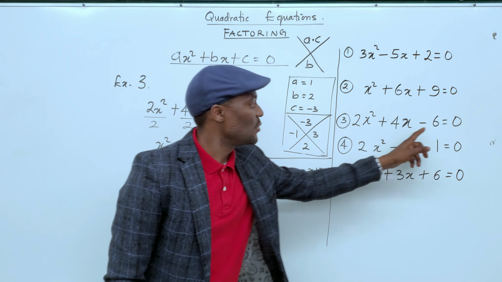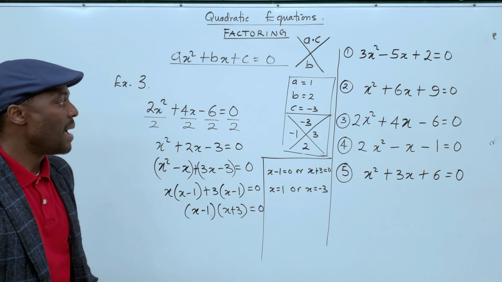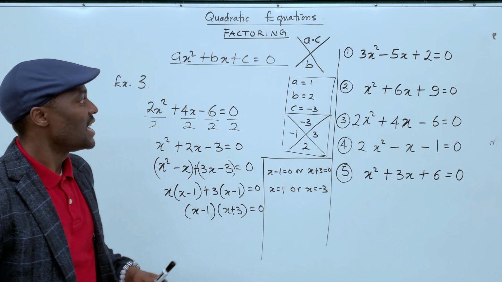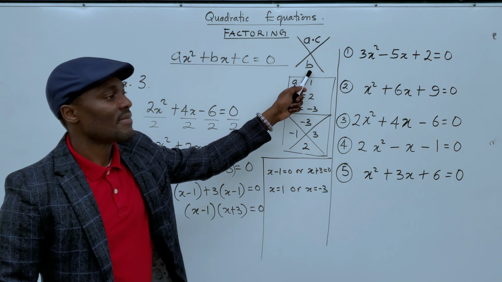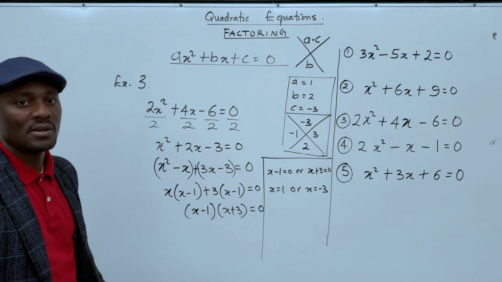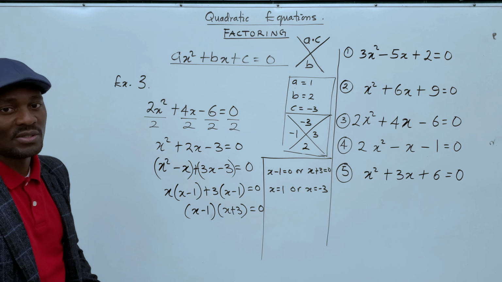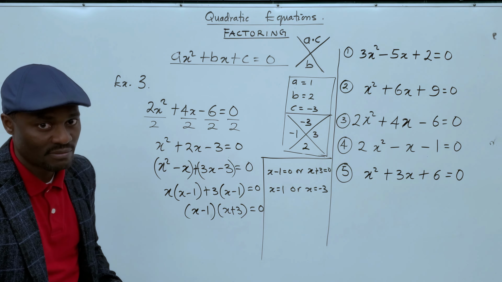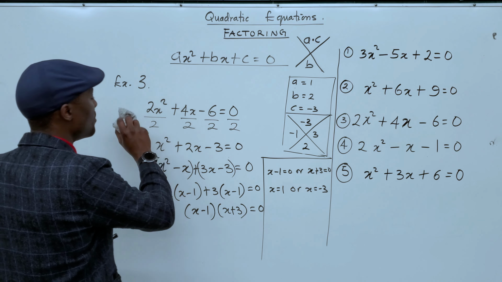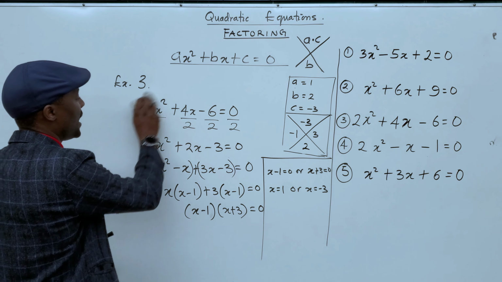I'm going to move on to this example and then this example. Remember, the most important thing is to know what your a, b, and c are and how to use the diamond puzzle, and you'll be able to factor and solve all quadratic equations that are factorable. Let's go to number 4.